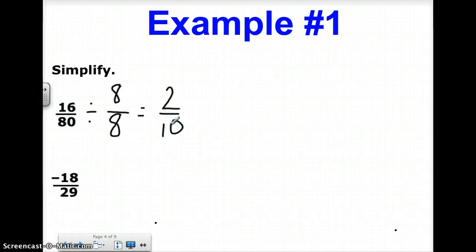Is my answer in its simplest form? I'm hoping you will say no. And at this point in time, we need to divide both the numerator and the denominator by 2 to get our final answer of 1/5.